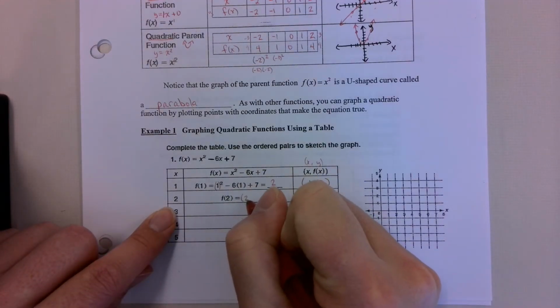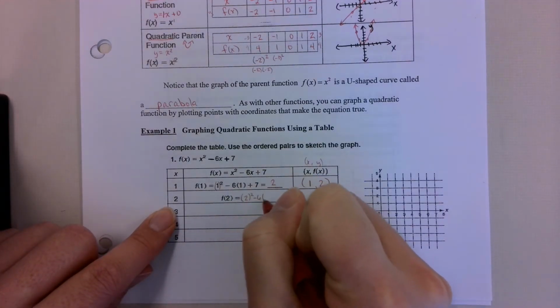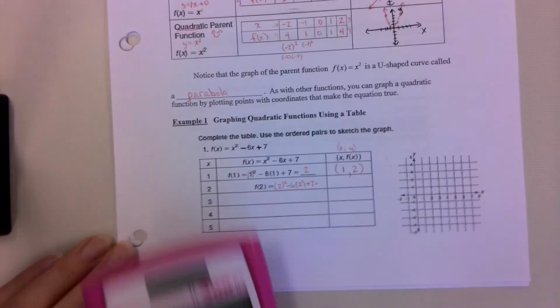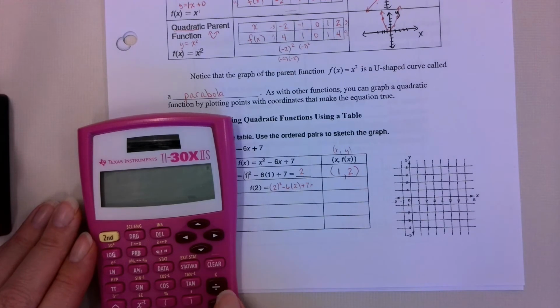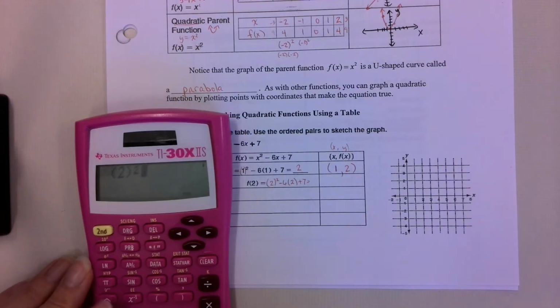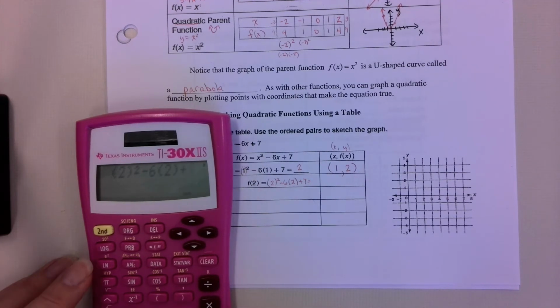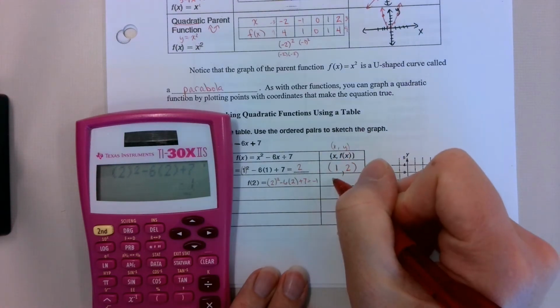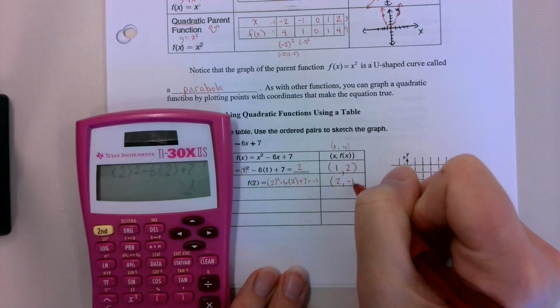So same idea here. f of 2 would be 2 squared minus 6 times 2 plus 7. So here's what I would do. If you want to just throw it in your calculator, I would put in the parentheses 2, close them, and then square, minus 6 times 2. So I'm going to keep with the parentheses, plus 7. And I get out -1. So when I put in a positive 2, I got out a -1.